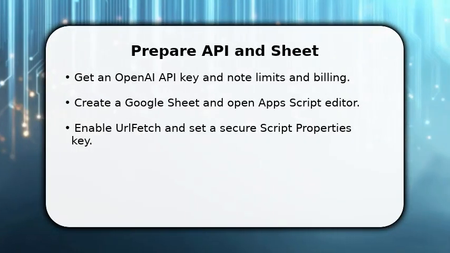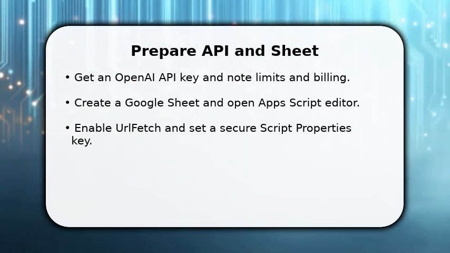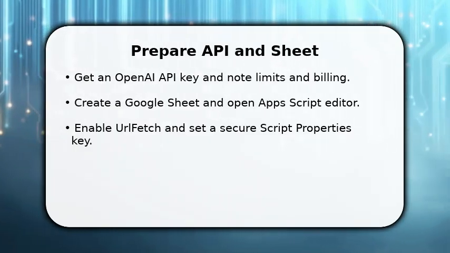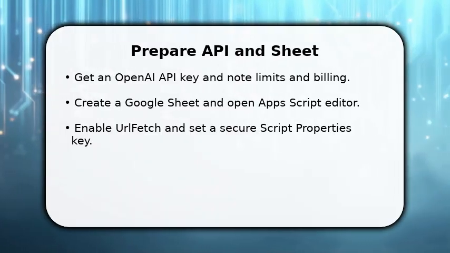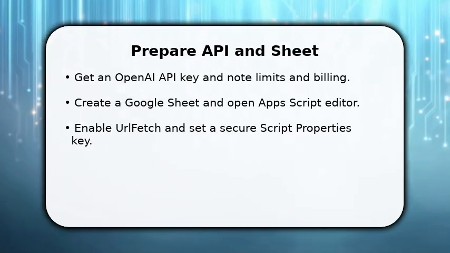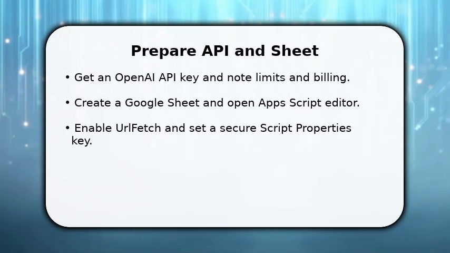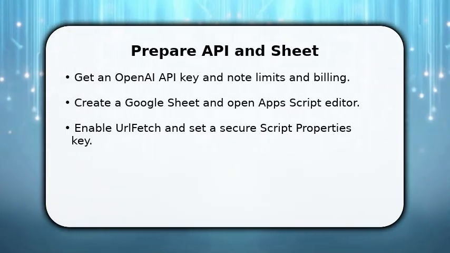You start by securing your OpenAI API key and placing it in script properties so it isn't exposed. Once done, open your Google Sheet and launch the app's script editor to write code. Make sure the project has URL fetch enabled and permissions to run on your account. This first step ties your sheet to the model. You are setting credentials, a container, and the minimal permissions so later calls succeed without repeated prompts.